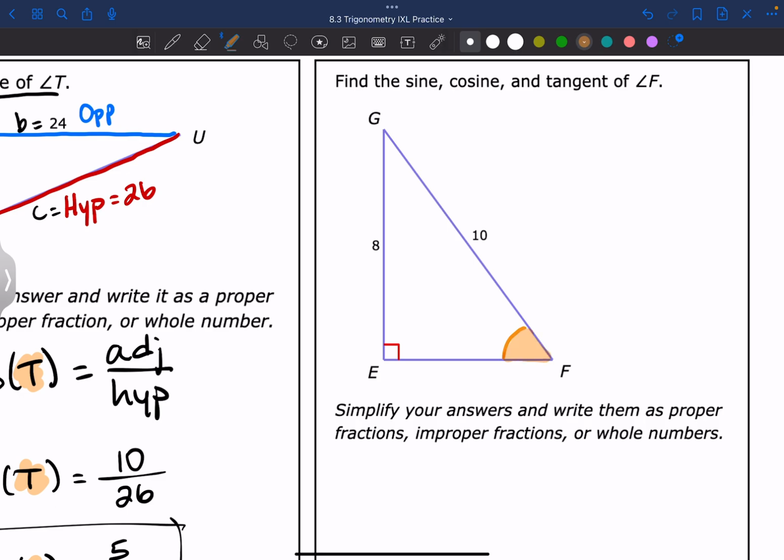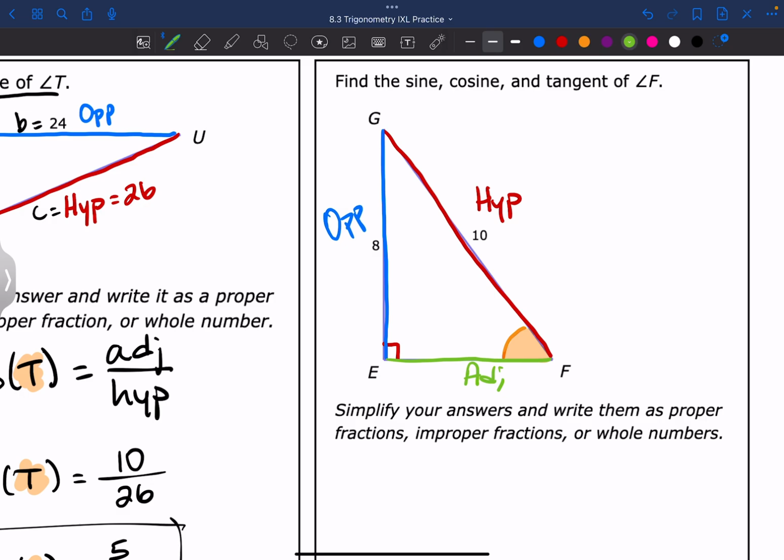First step we need to do is just label our triangle. We need to label the hypotenuse. Easy. It is the side opposite to the 90, the right angle. So this right here is my hypotenuse. Then I need to label my two sides, adjacent and opposite. Looking at the angle that we're referring to, angle F, the side opposite to it is 8. So this right here is the opposite side. The last side, the side that's next to it, is the adjacent side.